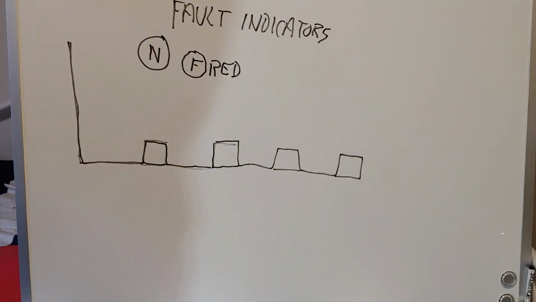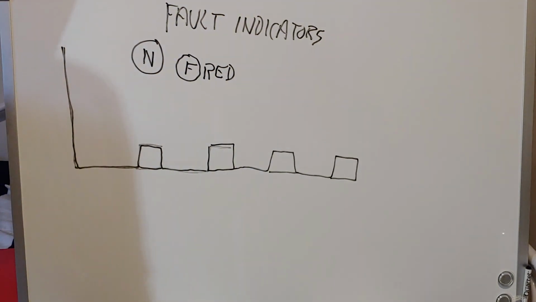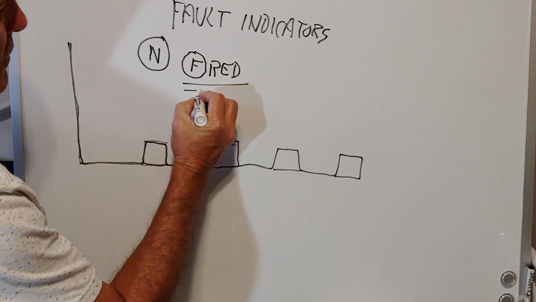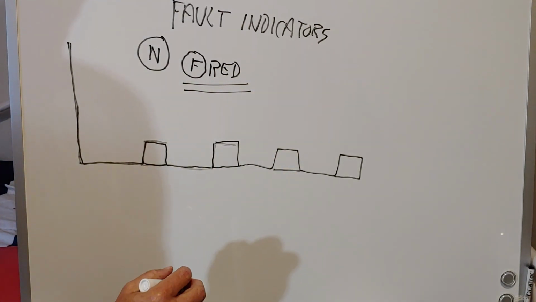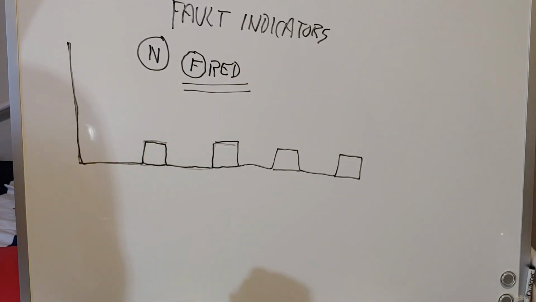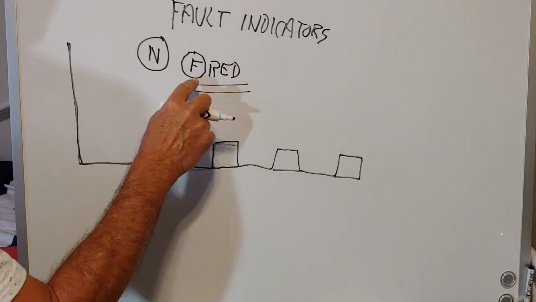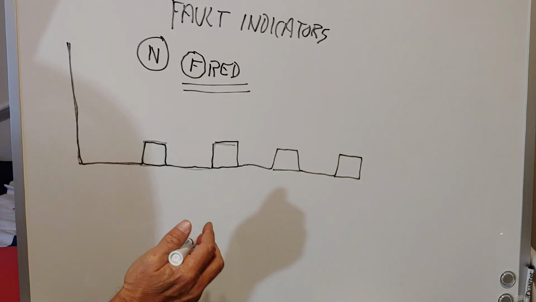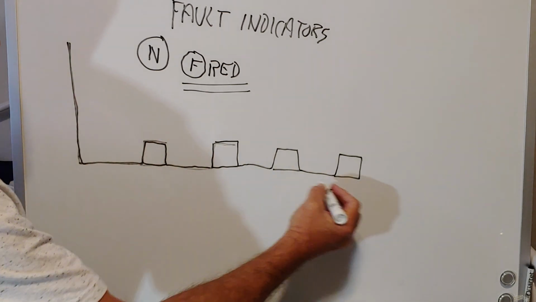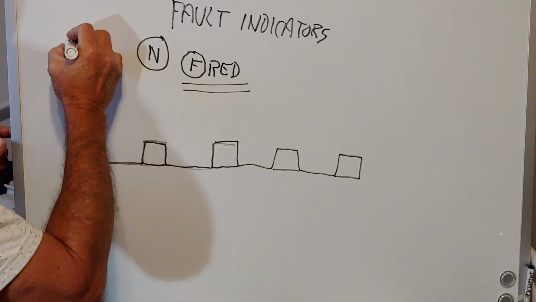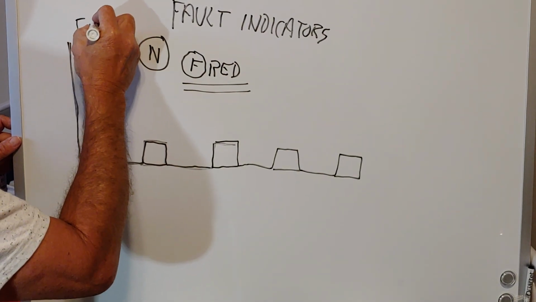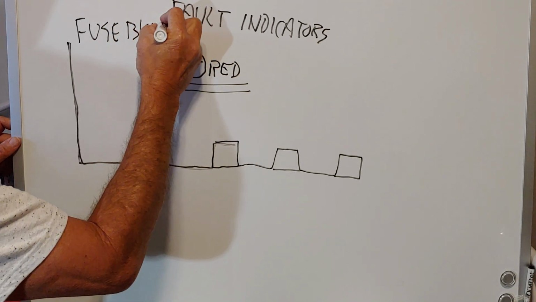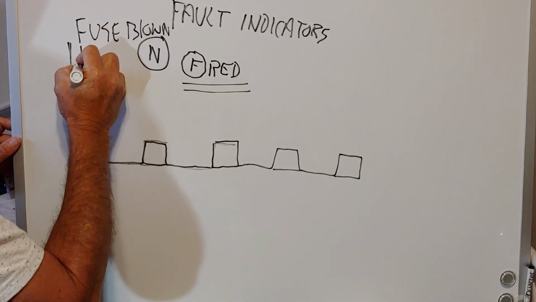So let me get down here a little bit. And we're going to simulate what you're going to be looking for when you have fault indicators in transformers. Now, I'm going to talk the regular flag way. That's the N or the F, where the flag comes up in the indicator. And I'll also be talking about the light way. So we've had a fault somewhere in our circuit right here, and our fuse is blown. So we have an open switch.